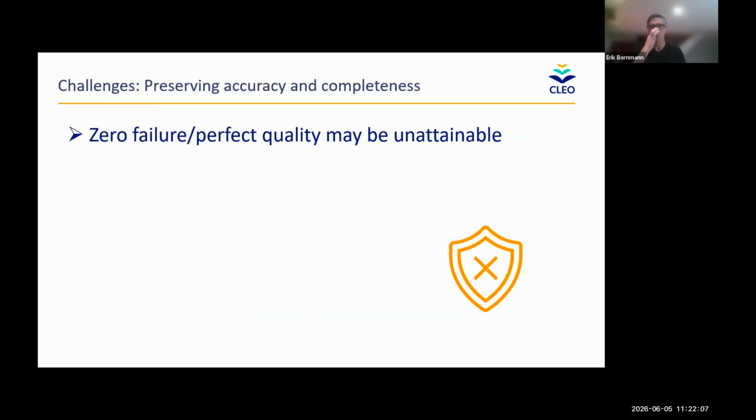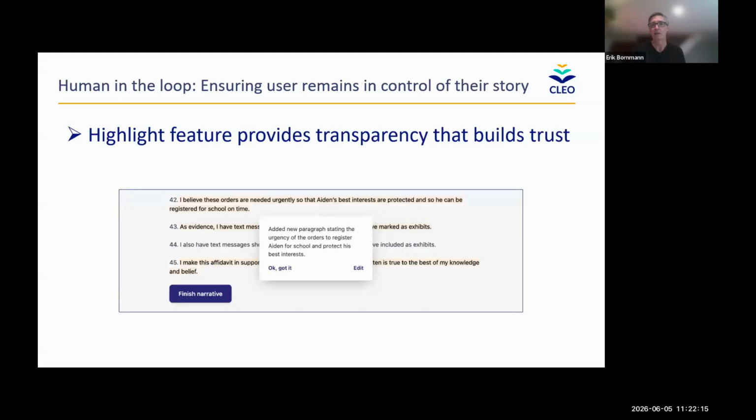But one of our biggest challenges, as with the chatbot, is that zero failure may not be achievable. And so as you saw in the demo, we have a highlight changes feature that shows users what the AI has edited or reorganized and why, so they can see what's being emphasized, review it, and decide whether or not it reflects their story.